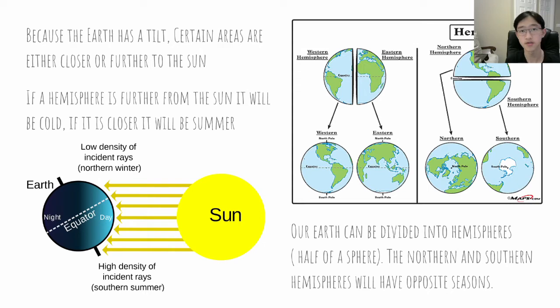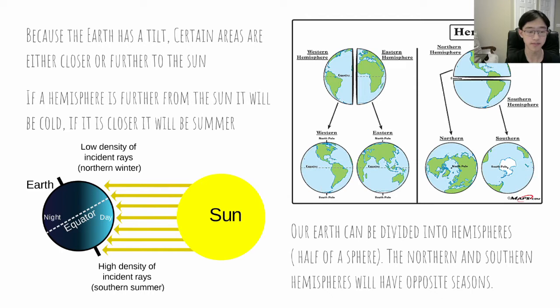If a hemisphere is further from the sun, it will be colder, and if it is closer, it'll be summer. Now, more specifically, it's not just about closer or further. It's about the angle at which the sun strikes the Earth's surface. Now, if you take a look at the diagram right there, you'll see that at some parts, the sun is striking the Earth's surface more directly. Those parts get more concentrated sunlight, and thus have higher temperatures, and those areas experience summer.